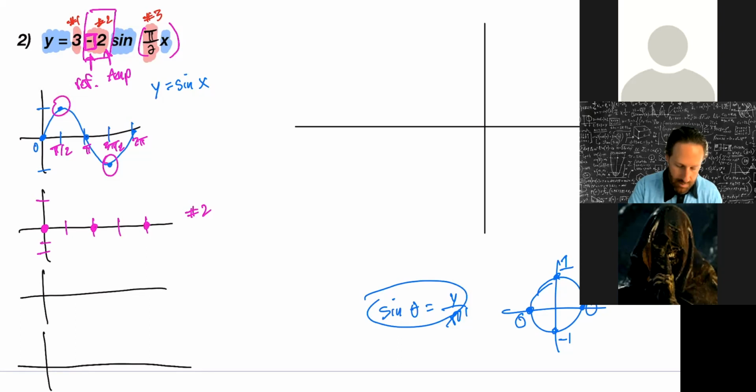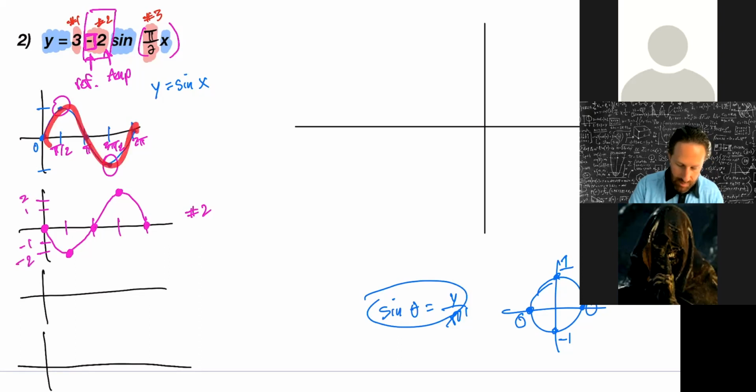-2. Very good. That flips down here. And what happens when you take a -1 and multiply it by -2? It's 2. So then that flips up here. And that is now the graph of this thing with step 2 out of the way. And that's with the reflection and the amplitude. Notice that it's now up at 2 and -2.